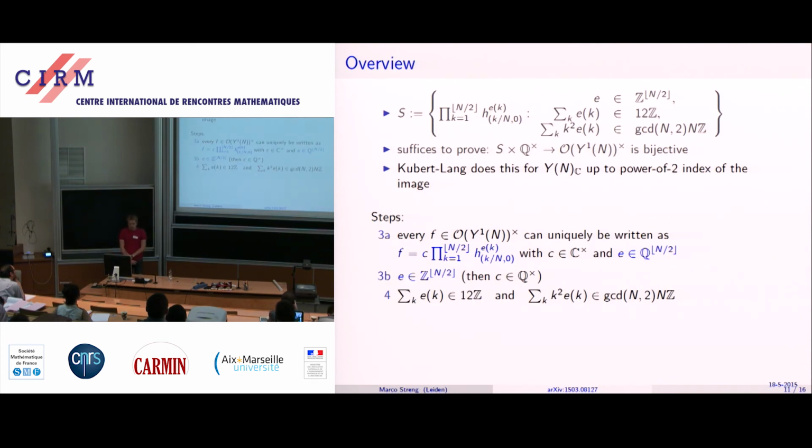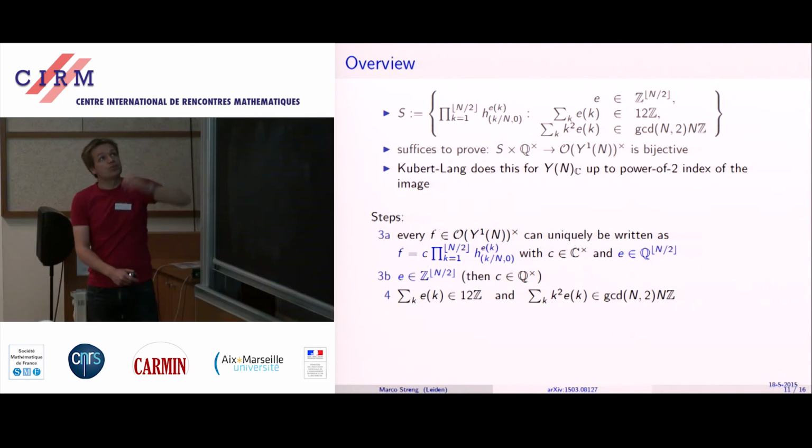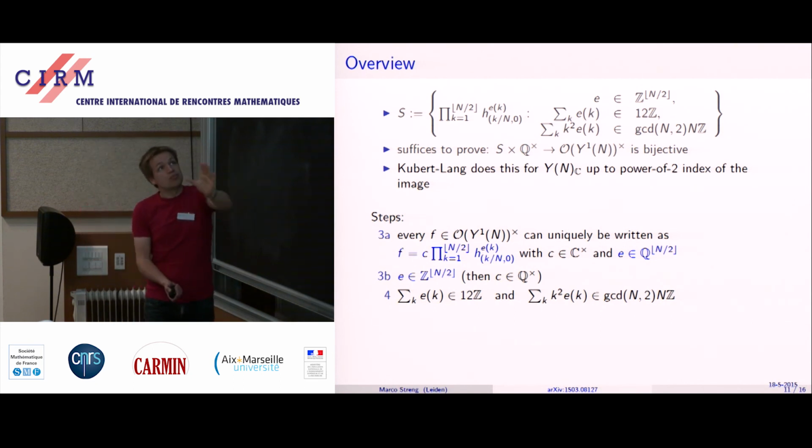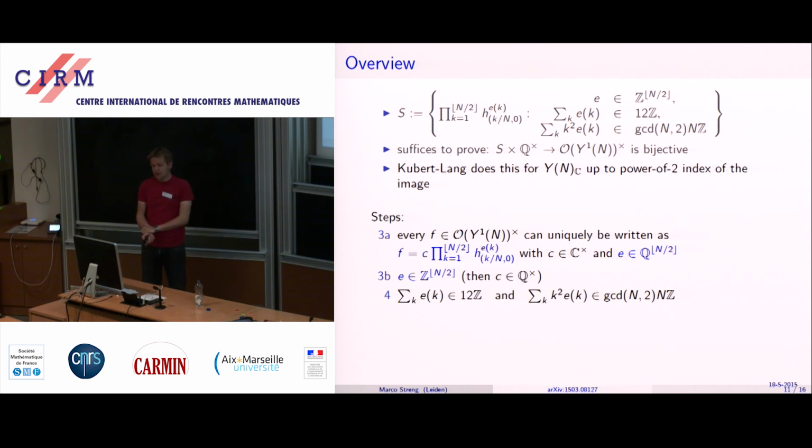Okay, now these functions appear in a theorem of Kubert and Lang that is almost what we want. It works for y of n and over the complex numbers. Well, the group of units for that is much bigger than what we're looking at. So actually, you'd expect that theorem to be stronger, but that theorem is actually not strong enough because it only works up to a power of 2 index. It only proves that if you look at this map from S times q star to, or the analog of S, what it would be for y of n, to this group of modular units, then you get an injective map whose image has an index that is a power of 2.